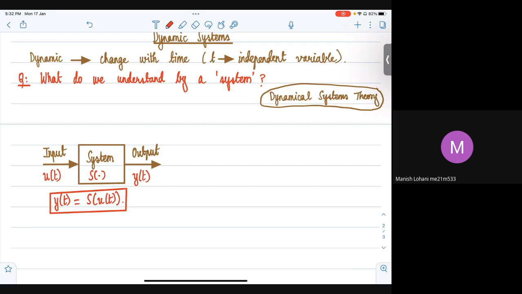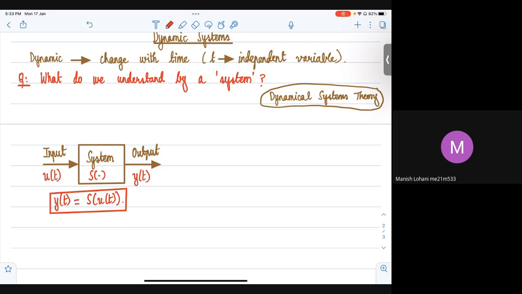So as far as this course is concerned, we are going to look at a system as an entity to which we provide an input and we get an output. That's it. For example, let us say we press the brake pedal. We are going to get some deceleration, so the deceleration of the vehicle can be an output.